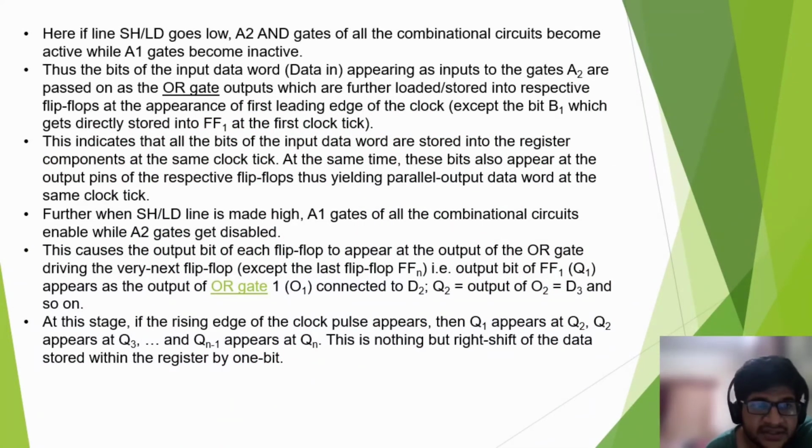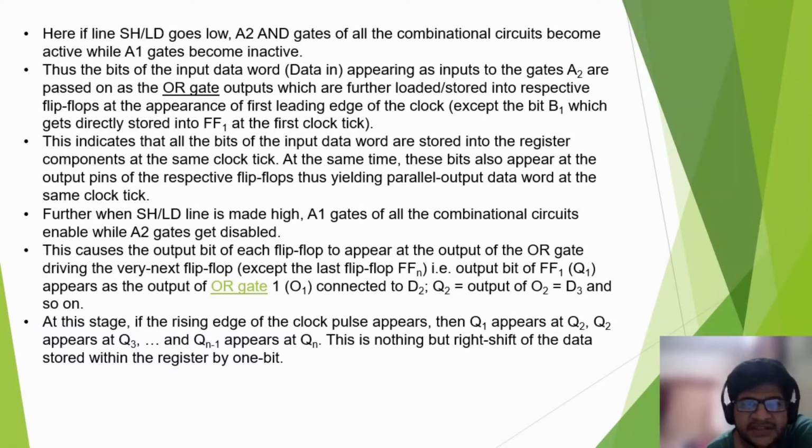As said, when the SHLD line goes low, all the A2 AND gates of the circuit become active while the A1 gates become inactive. Thus, the bits of the input data word appear as inputs to the A2 gates and are passed on to the OR gates as outputs, which are further loaded into their respective flip-flops at the appearance of the first leading edge of the clock. This also indicates that all the bits of the input data word are stored into the register at the same clock signal. Also, at the same time, these bits appear at the output pins of their respective flip-flops, yielding a parallel output data word at the same clock signal.